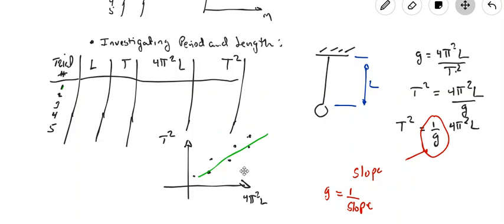So with this, you can find the slope of the line, and with the slope of the line, you can estimate the gravity. Of course, they will ask you later to find the percentage of error of this gravity, comparing with the value of gravity that we are assuming as the correct value, that is 9.81 meters per square seconds.